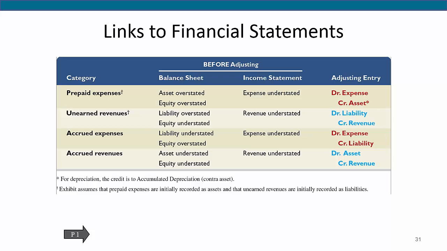There is certainly a lot of information on this screen, but it is a good summary of deferrals and accruals. It is also in your textbook, I believe on page 113. In the next section, we will review the adjusted trial balance and closing entries.